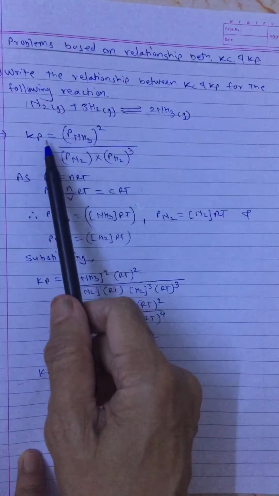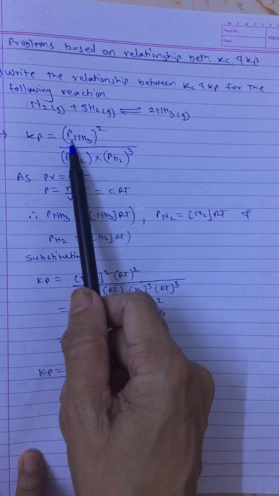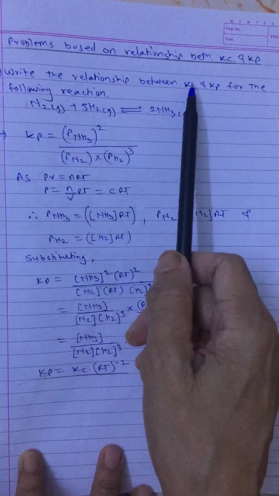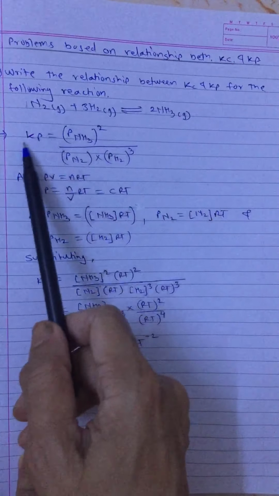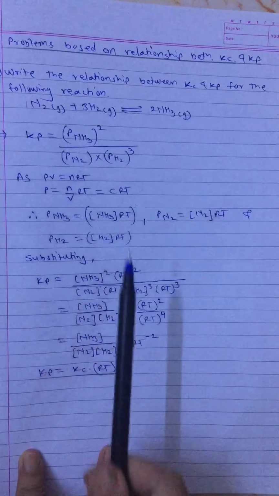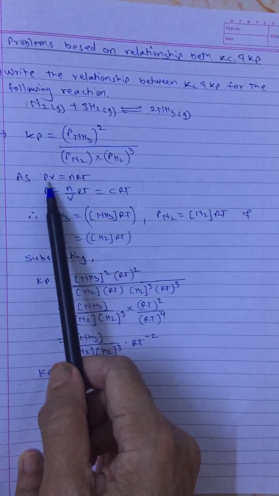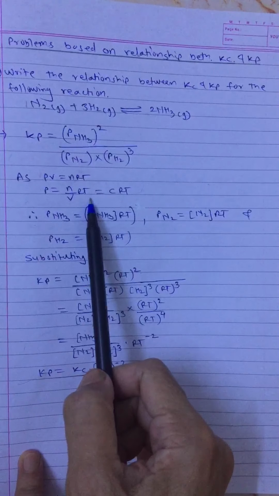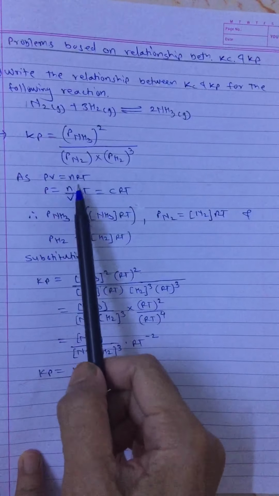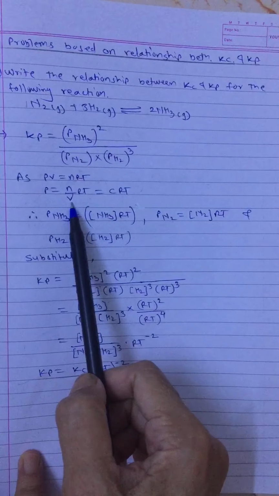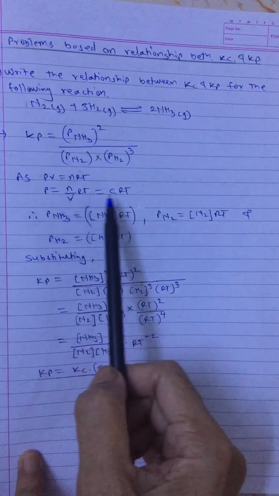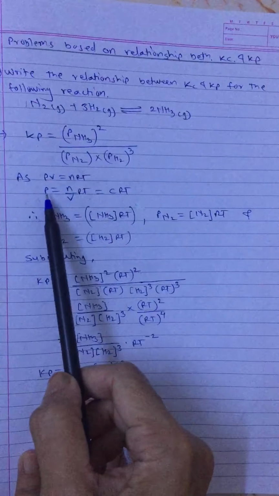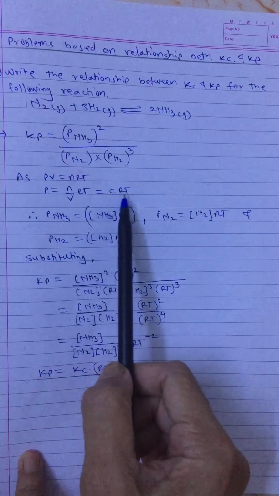Now you have to convert this pressure in terms of concentration, because the question is, what is the relationship between Kp and Kc? So the Kp expression we have written. Now see, for an ideal gas, you know PV is equal to nRT, and therefore P is equal to n by V RT. n by V is nothing but the number of moles per liter. V is volume, n is number of moles. So number of moles per liter, that is concentration, CRT. So in general, P is equal to concentration into RT.